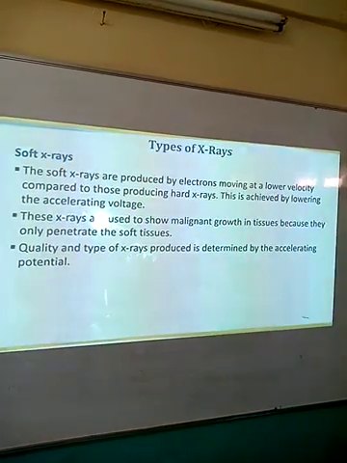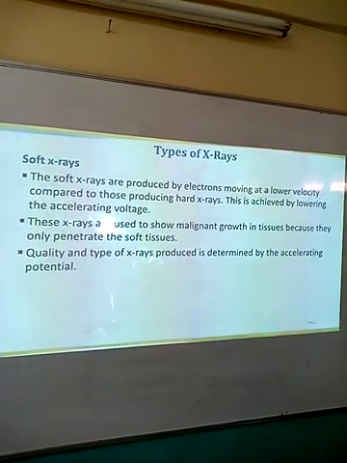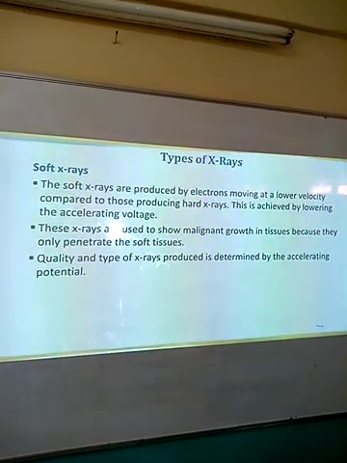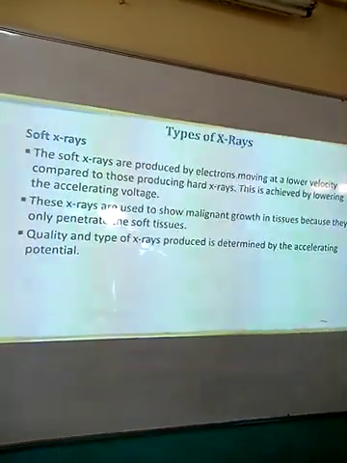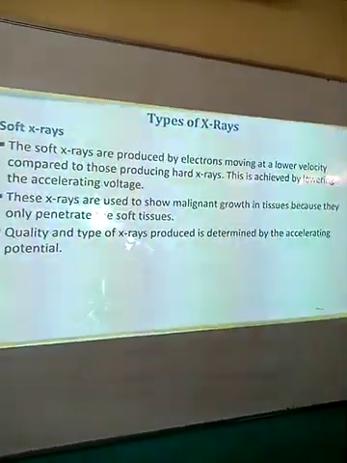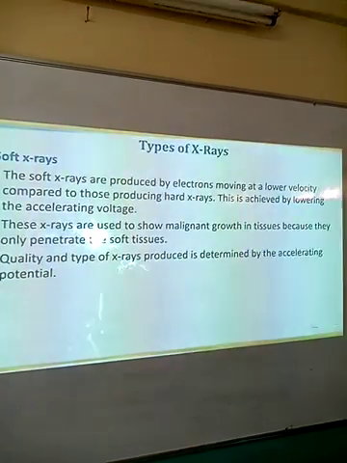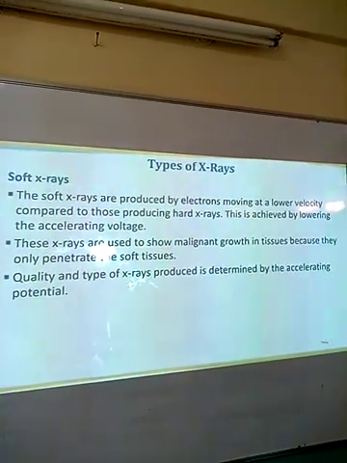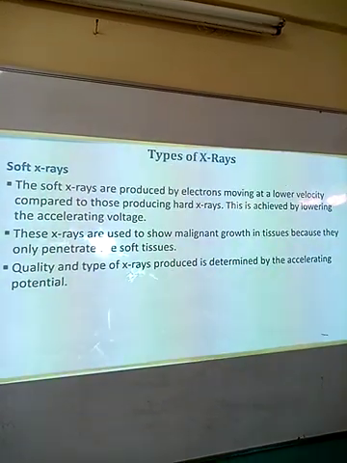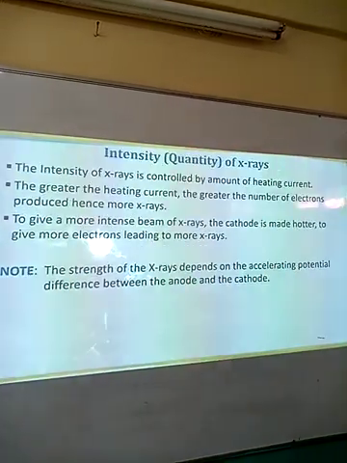The quality and type of X-rays produced is determined by the accelerating potential. Remember, we can vary the current, we can raise it or we can lower it. So when we raise it, we produce more X-rays, and when it is lowered, less X-rays are produced.